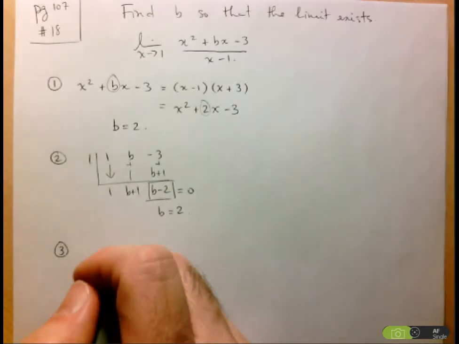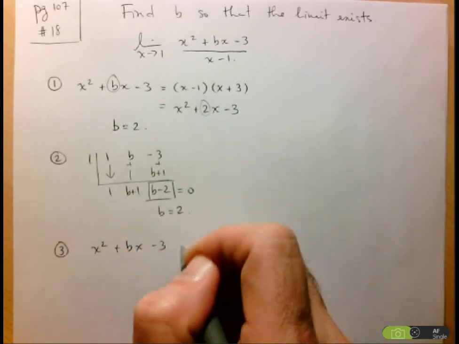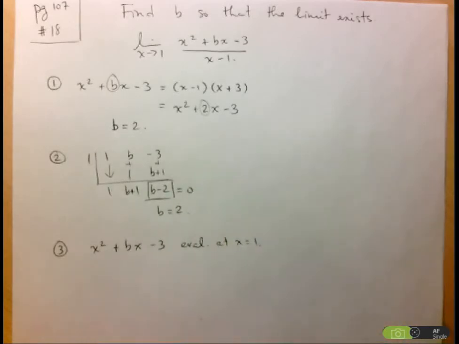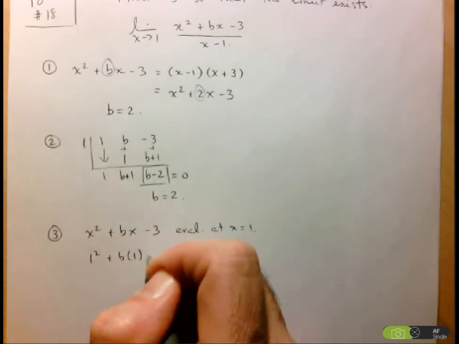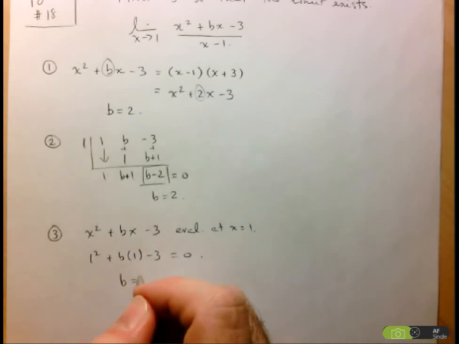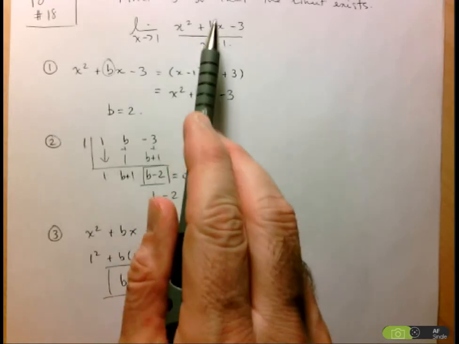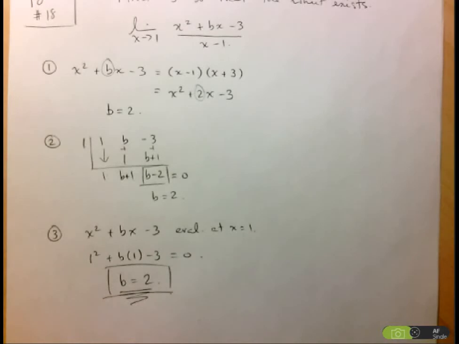So if I take x squared plus bx minus 3 and I evaluate that at x equals 1, I need this to be equal to 0. So 1 squared plus b times 1 minus 3 is equal to 0. And when I solve this, 1 minus 3 is negative 2. Bring it to the other side. B has to be equal to 2. So that's another way of showing that x minus 1 is a factor of that numerator. That will occur if b is equal to 2.